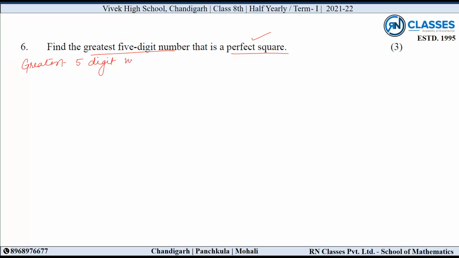Greatest 5-digit number. क्या है greatest 5-digit number? 9 9 9 9 9. कितने बार 9 आएगा? 5 times. Of course, this becomes the greatest 5-digit number. इसका next number होगा 6-digit number, right? So ये तो greatest 5-digit number.